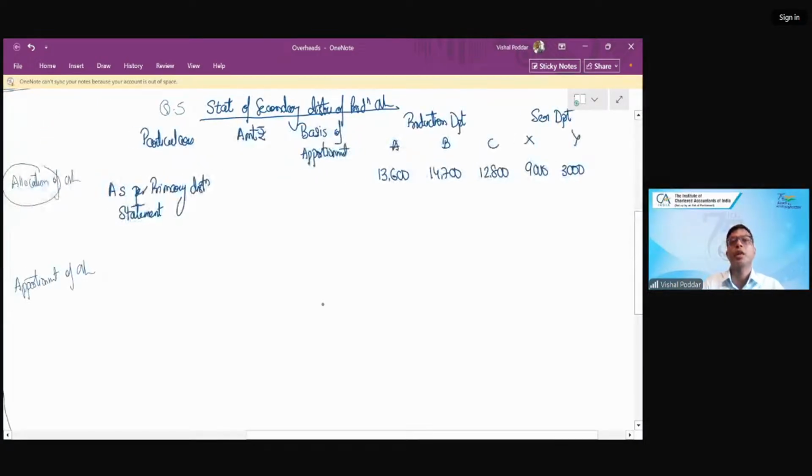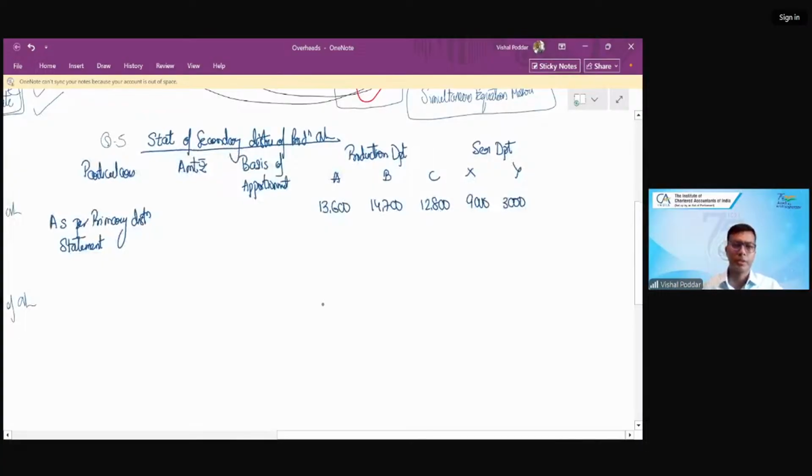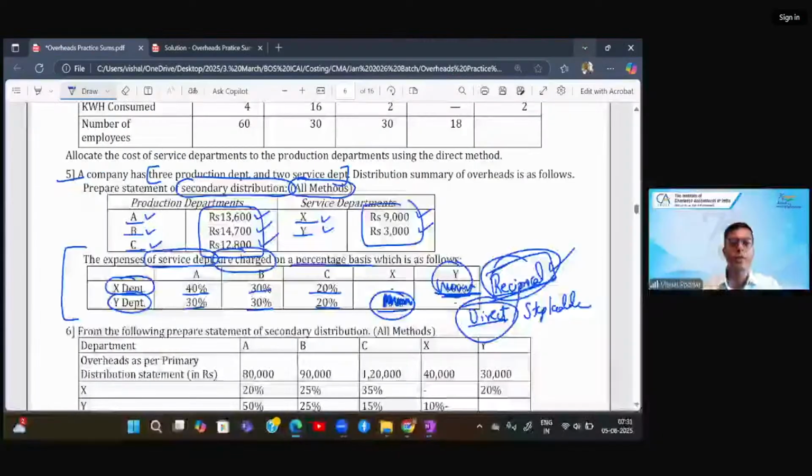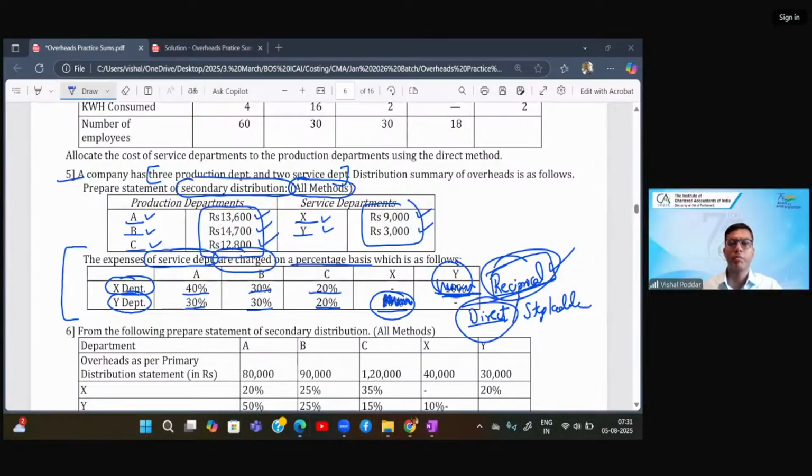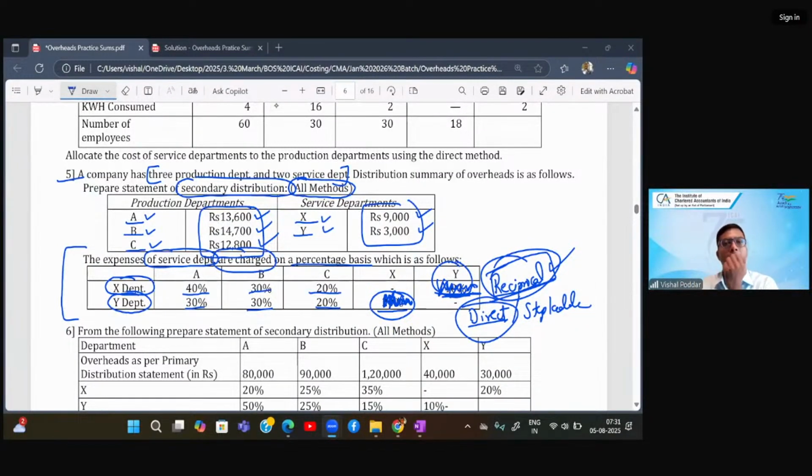Now we start with our methods. So my first method is the direct method. Now, how are we going to solve by the direct method? We are going to ignore the services given by X to Y and Y to X. So automatically your question becomes of direct method.